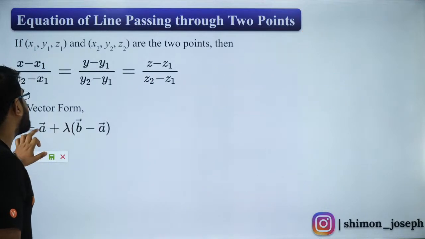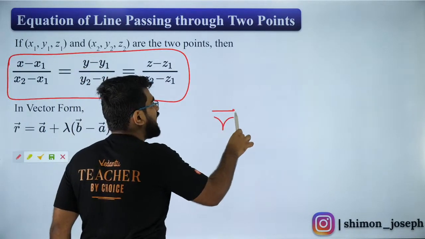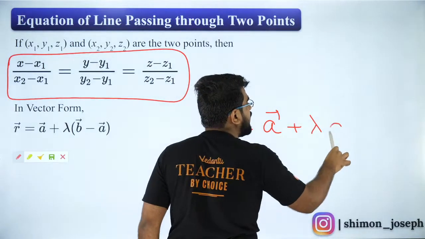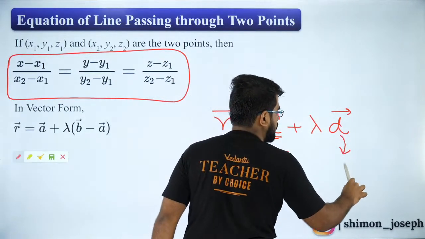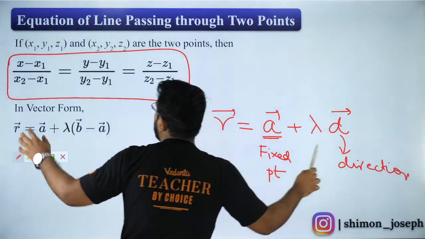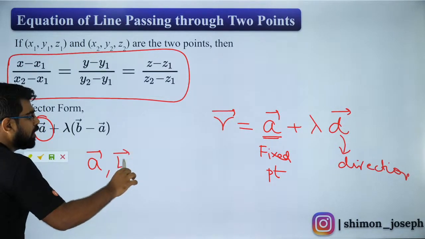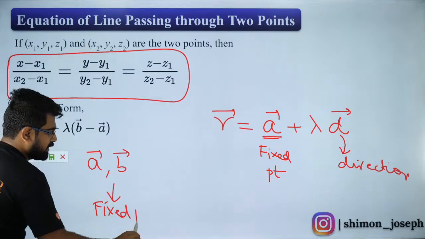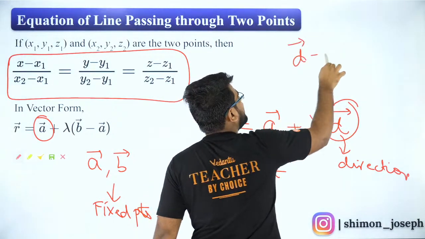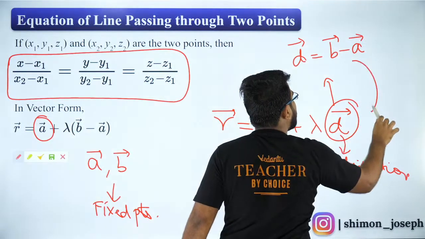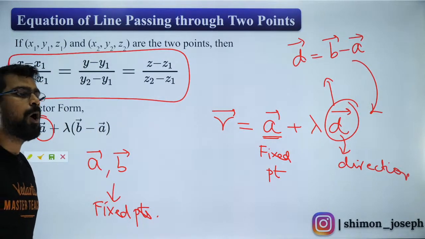Now what is the vector form? Because what I just taught you is called the Cartesian form. Previously what did we have? We had r equal to a plus lambda times the direction vector, where a is a fixed vector or fixed point and d is the direction vector. Now a I have, because I know one given fixed point. In fact, I have 2 given points on the line. So I can use one of them here. How do I get the direction? The direction vector d can be written as b vector minus a vector, and then I can solve it. Did you all understand it? Very good.